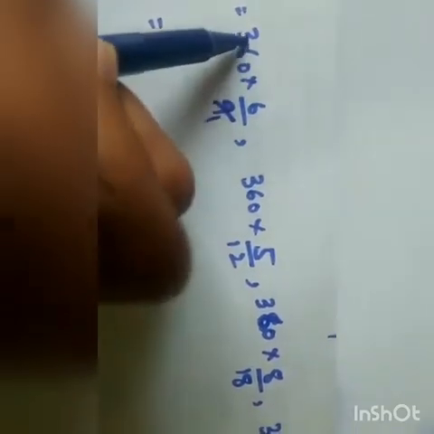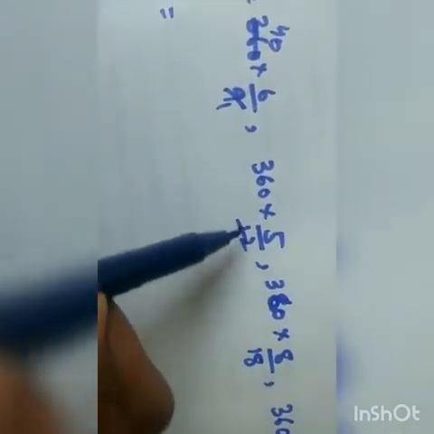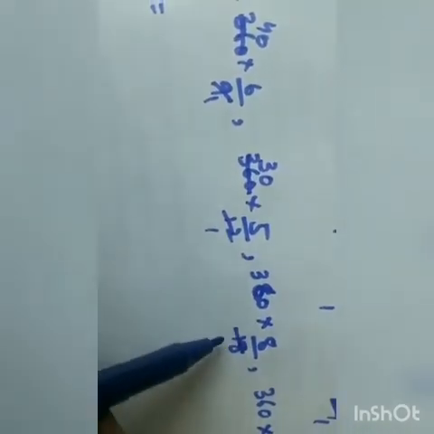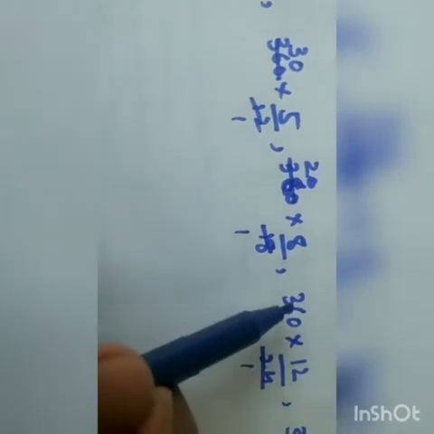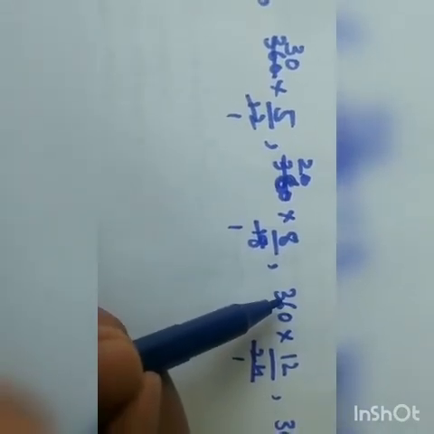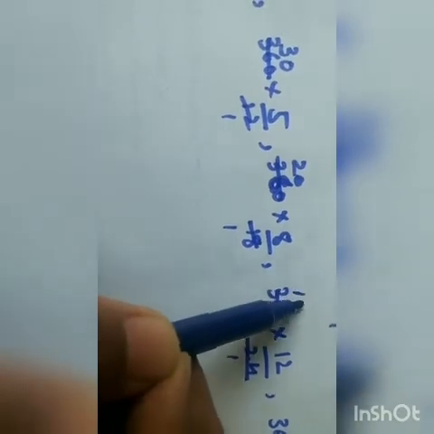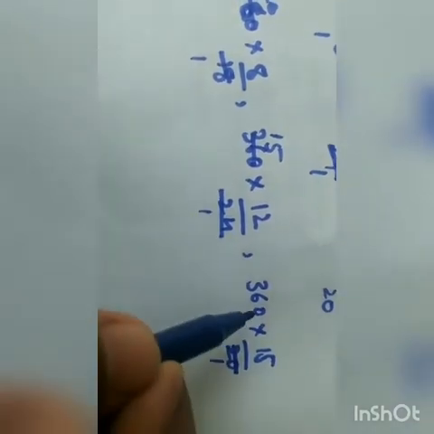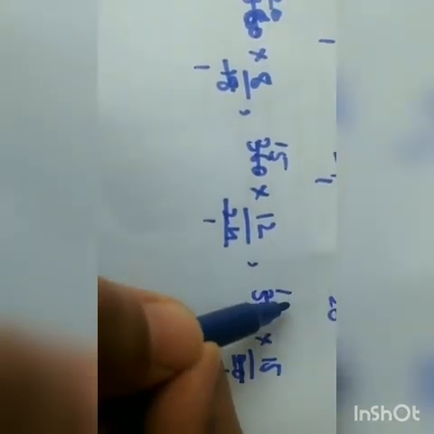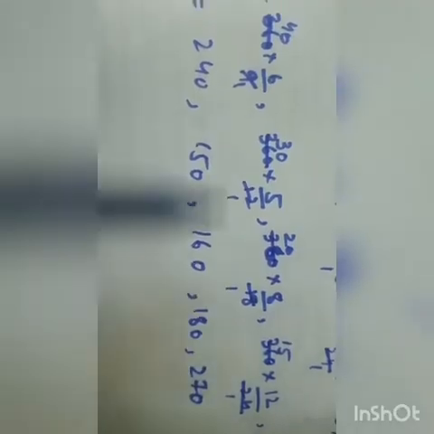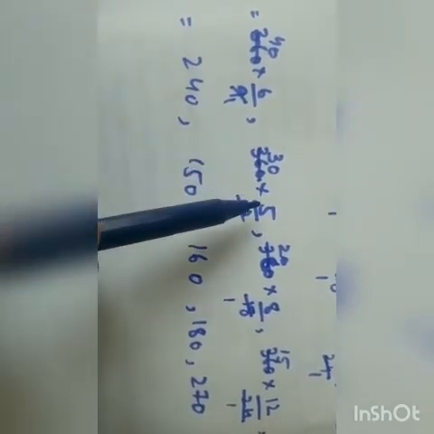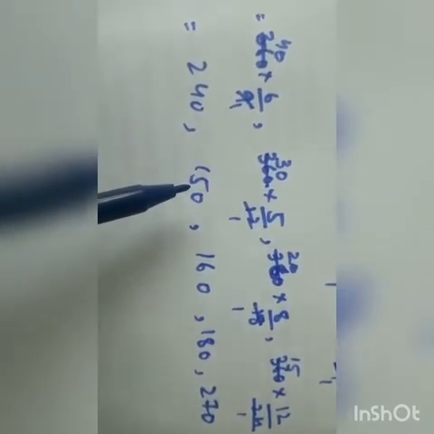9 4s are 36, 0 will come as it is. 12 3s are 36, 0 will come as it is. 18 2s are 36, 0 will come as it is. Now 24 15s are 360. Now we will divide 360 by 20, which gives 18. Now multiplying 40 by 6 will come 240, and 30 by 5 will come 150.